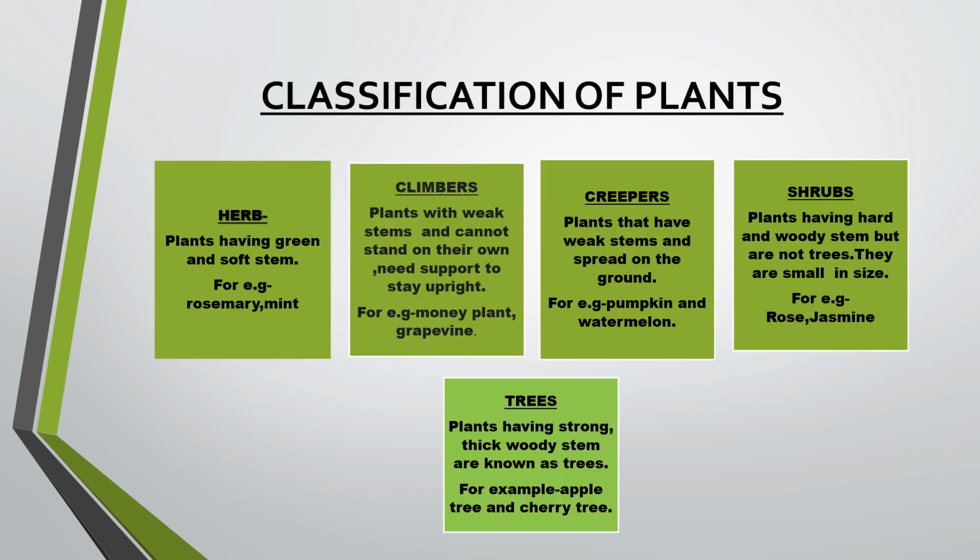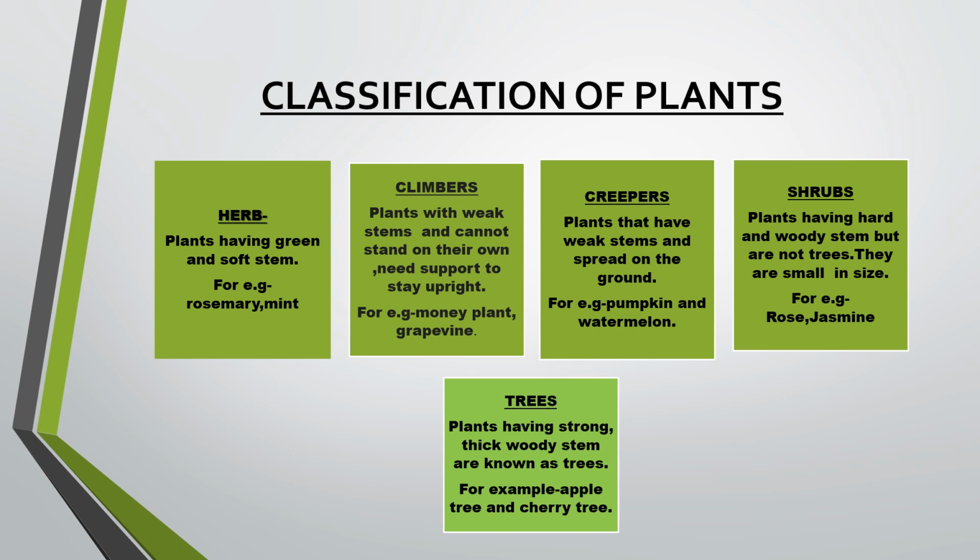Now, plants are divided into different categories. Different types of plants are there. Number one is herb. Now, what are herbs? Herbs are the plants which have a green and soft stem, like rosemary and mint. Climbers, as the name itself says, are the plants with weak stems. They cannot stand upright on their own. So they need support. That is why they are called climbers. Common examples which you might have seen in your homes are money plant and grapevine.